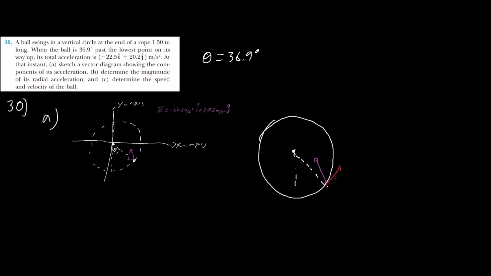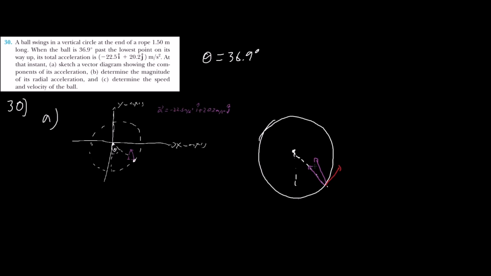So for part A, we already sketched the vector diagram showing the components of the acceleration. Now we're asked for part B: determine the magnitude of its radial acceleration. How do you determine that? How do you determine this magnitude to get to that component? Notice that this is a bit involved for this problem. Is there some geometry that we have to work out? I don't really know.